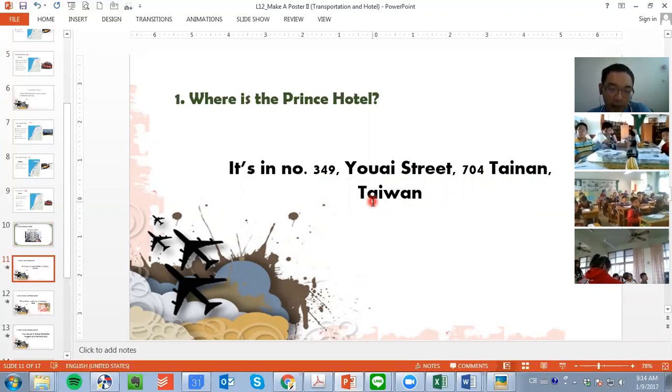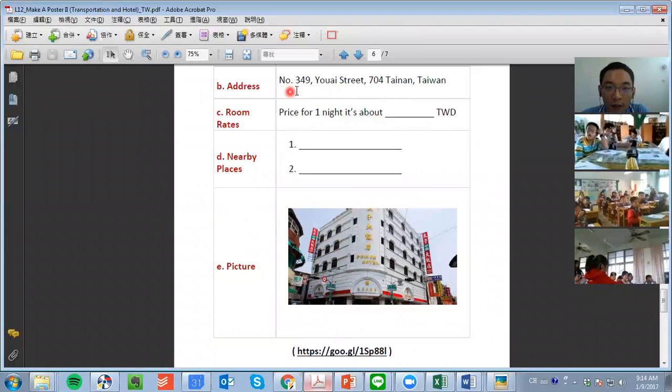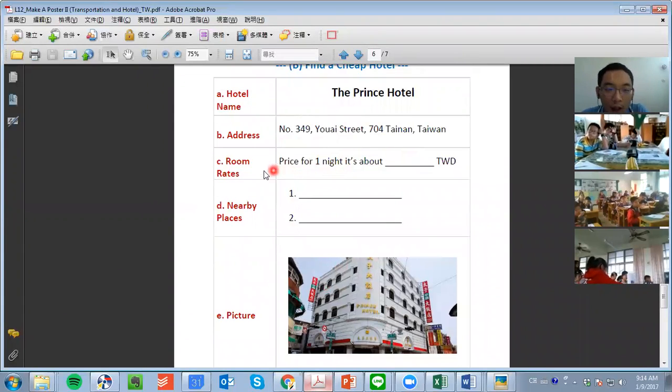Okay, now I need Beishi School. Where is the Prince Hotel? It's in number 349. Okay, very good. So you can write it down here. It's already there, sorry. Now let's check the price.